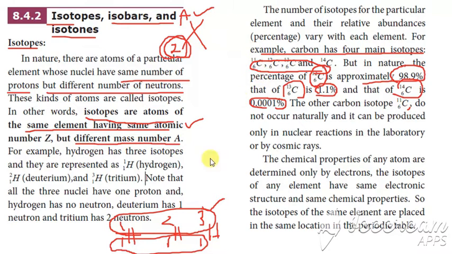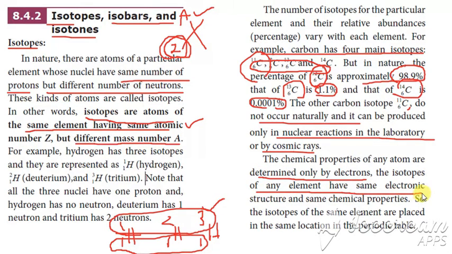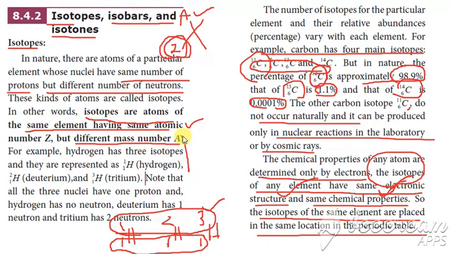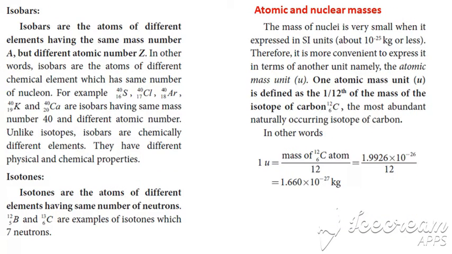When you see C 6 11, that does not occur naturally and is produced only in reactions in the laboratory. The chemical properties are determined only by the electrons. The isotopes of any element have the same electronic structure and the same chemical properties. So the isotopes are placed in the same location in the periodic table. Clear? The next is isobars.